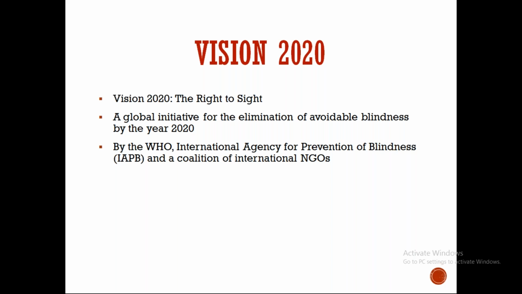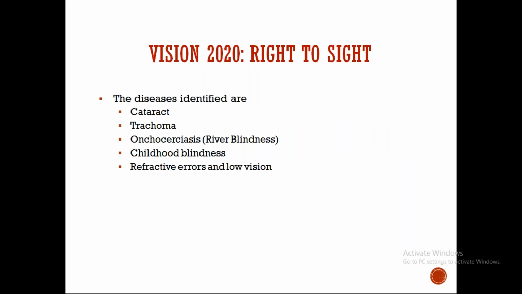Preventable includes your trachoma and vitamin A deficiency. Curable includes cataract and corneal blindness due to, for example, vitamin A deficiency. So under Vision 2020, what are the diseases which have been identified which will reduce the intensity of blindness prevalent in the community? These are the 5 conditions which have been identified in Vision 2020. One is cataract, second one is trachoma, third one is onchocerciasis, then childhood blindness, refractive errors, and low vision. So please remember these conditions: cataract, trachoma, river blindness, childhood blindness, refractive errors are the main conditions which have been identified.